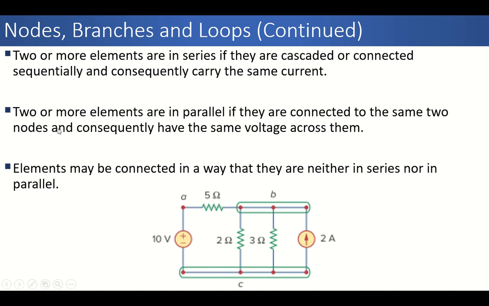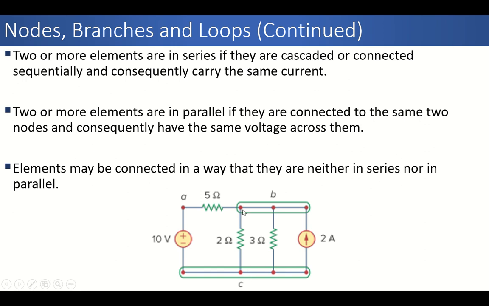So next, two or more elements are in parallel if they are connected to the same two nodes and consequently have the same voltage across them. So next we identify the parallel components. Obviously, to connect a component, we need two points, that is a starting and an ending point, point number 1 and point number 2. So if two components are interconnected across the same starting point and ending point, in that case we say that the components are in parallel.